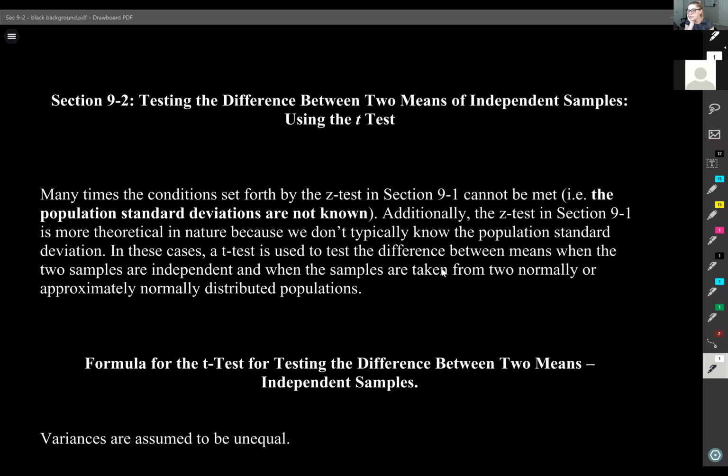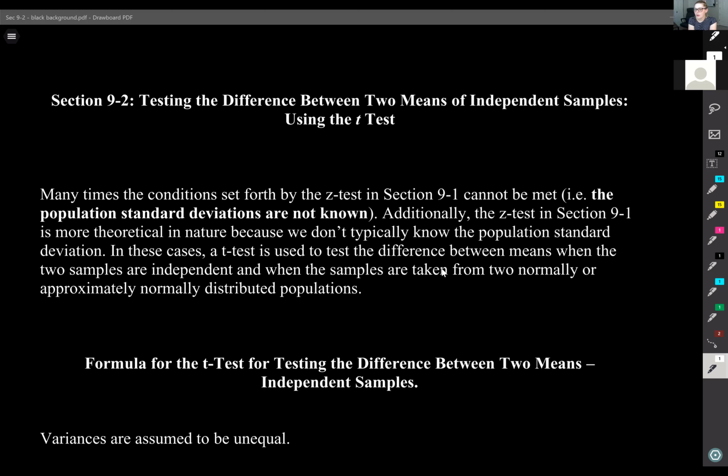9.1 talks about the difference between two means, but the reason we skip it is because it uses the z-test, which we've talked about the z-test for means, and we've said, well, the z-test for means has to use the population standard deviation. And like we talked about, that's probably not too realistic, because most of the time you don't know the population standard deviation. So it's a little more like theoretical. The t-test is really more applicable to real life scenarios because usually you don't know the population standard deviation.